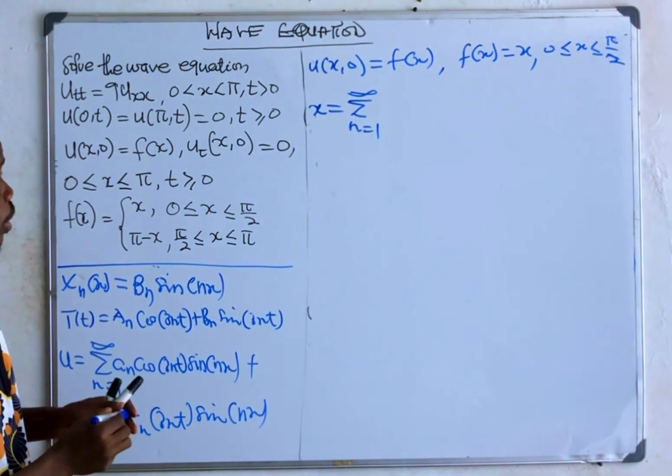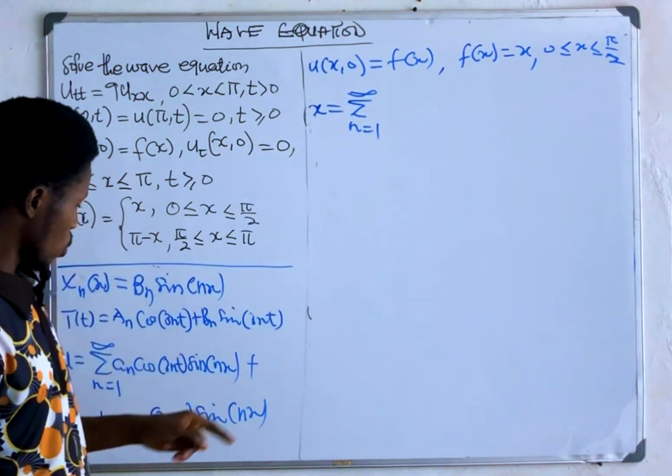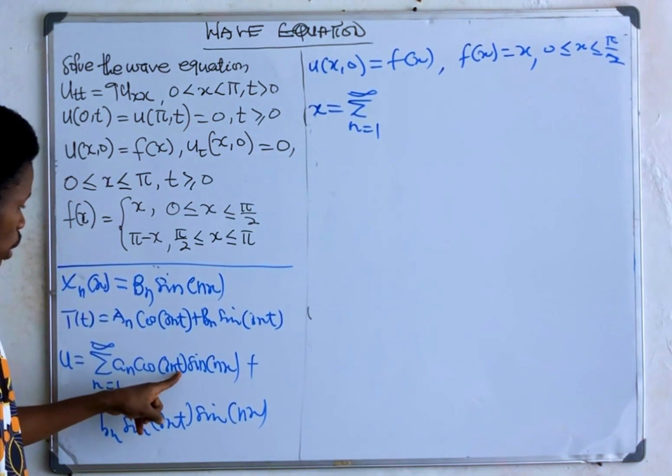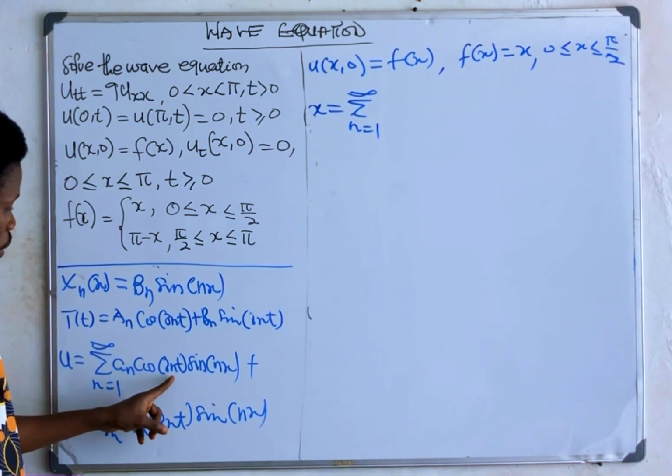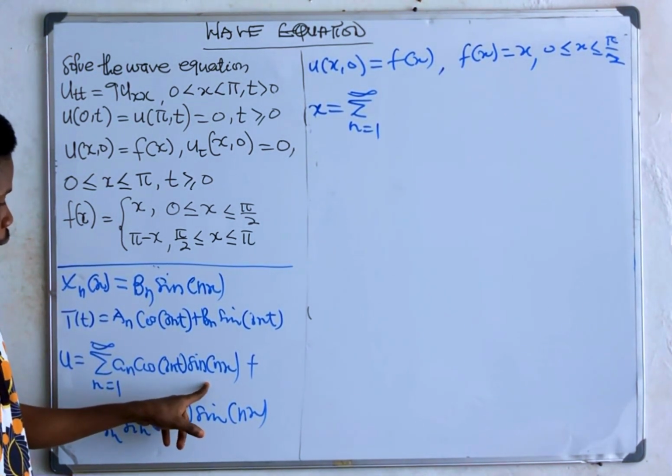Now let's look at something here. Here they are saying that t is 0, x is x. So if t is 0, if I put 0 here, that will be cos 0, which is 1, leaving an sine nx.